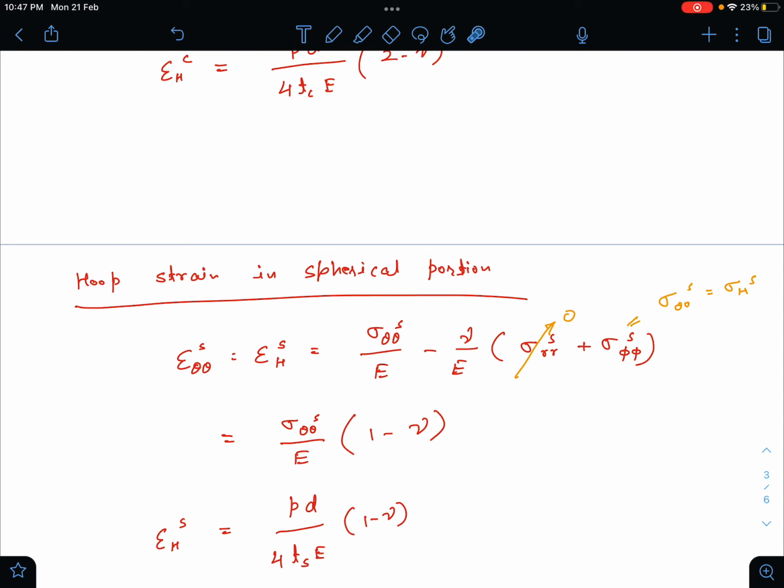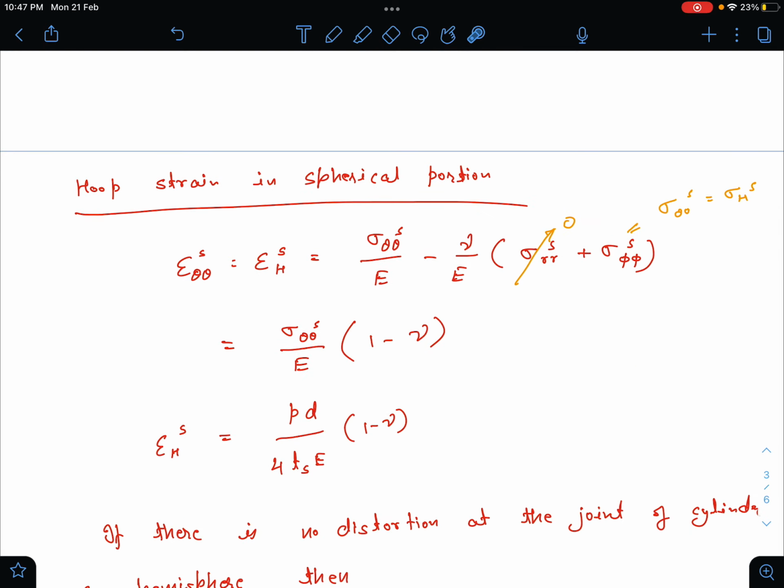We generally, of course it can be, but we generally work in R theta phi coordinate system, which we call spherical coordinate system. So sigma theta theta s is this one, and sigma phi phi is nothing but it should be same as sigma theta theta, which we call hoop stress. Okay, putting the value of sigma theta theta, we obtain epsilon h, that is the hoop strain in the spherical portion, to be this.